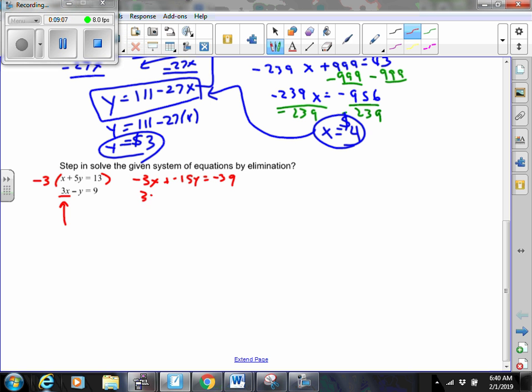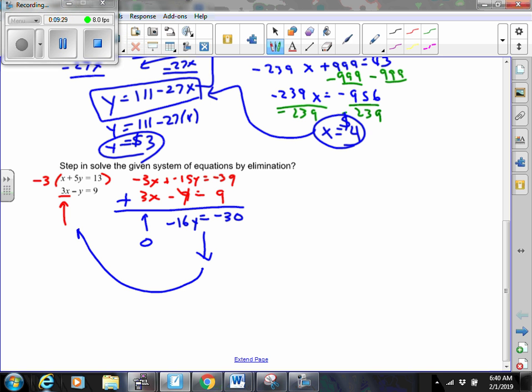Bottom, I get 3x minus y equals 9. Now, if I did this right, something should eliminate, which, see how it comes down here and this becomes a big fat 0? Now I can just add down, which gives me this. And I can continue on, find y, and then go back and find the x value once I'm done.